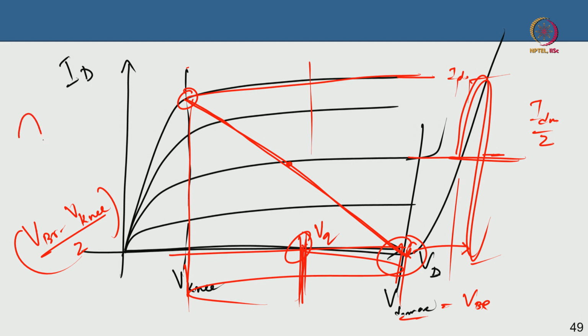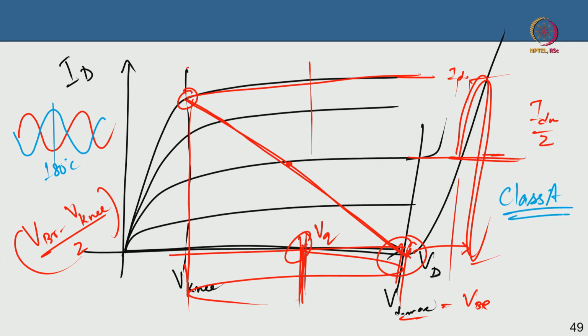So, if the voltage waveform looks like that, then your current waveform will look like that. They are 180 degrees out of phase, but there is significant overlap between the voltage and the current, and this device is always on. This device never turns off. Can you see that? It is always on. It is called class A. It gives you very good power because you are operating on the entire DC IV plane.